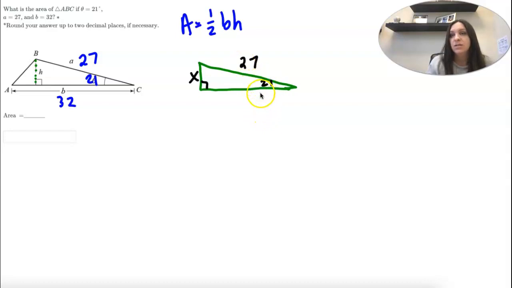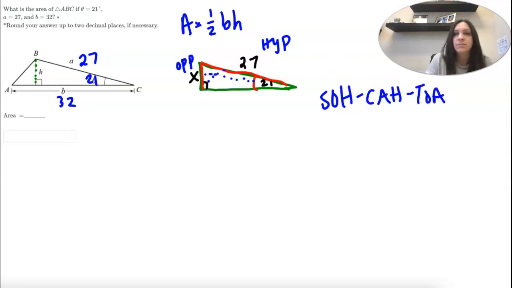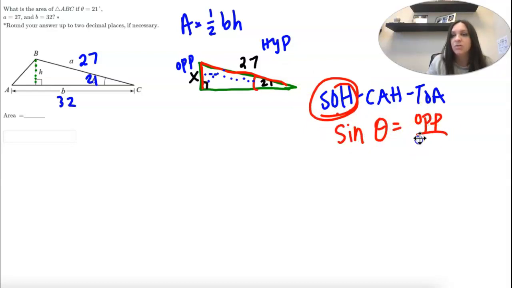Okay, so to solve a trig function, you only need two sides, one unknown and one known. And using our angle, that's going to tell us what trig function to use. So we don't know the opposite side, but we do know the hypotenuse. So you have to think which trig function uses opposite and hypotenuse. Sine, SOH. Sine of theta is opposite over hypotenuse.